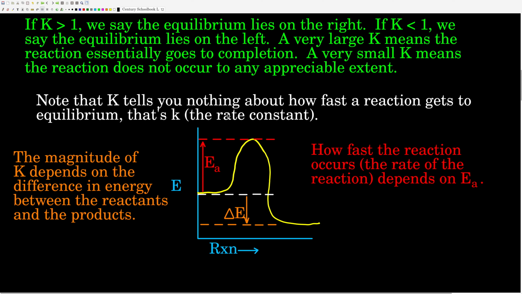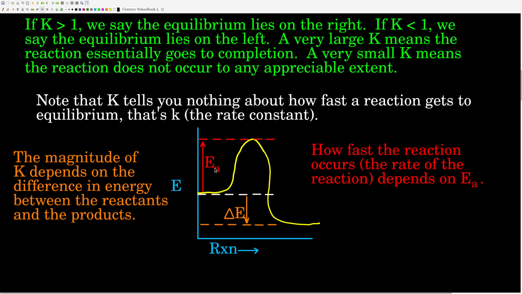Now, let's compare the two Ks, a tale of two Ks. Capital K is the equilibrium constant, the equilibrium expression. That says nothing at all about how fast a reaction will get to equilibrium, just that when the reaction does get to equilibrium, the concentrations of the products and the reactants will be such that they satisfy the equilibrium expression. On the other hand, little k, lowercase k, is the rate constant. That tells us how fast the reaction will get to equilibrium.